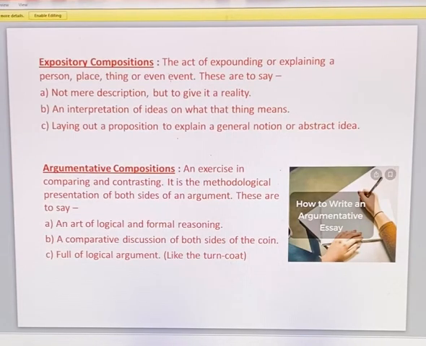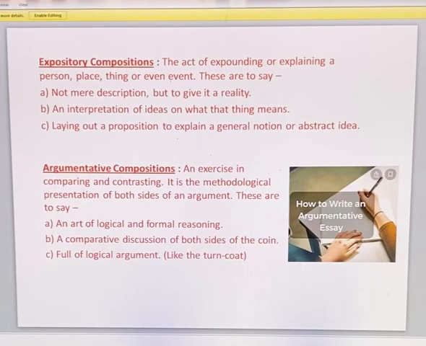The act of expounding or explaining a person, a place, thing, or even event is known as an expository composition. These are to say, not mere descriptions, but to give it in reality. We need to show the logic and we need to say why this happens. Not mere description here is the only thing. Again, an interpretation of ideas on what the thing means. Very importantly, the thing that you need to keep in mind while writing an expository composition is laying out a proposition to explain a general notion or abstract idea.